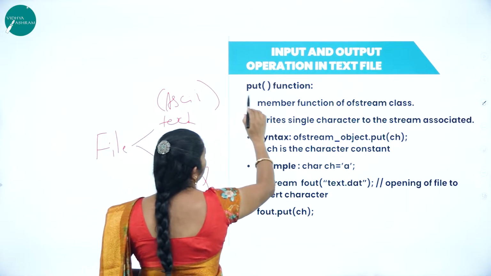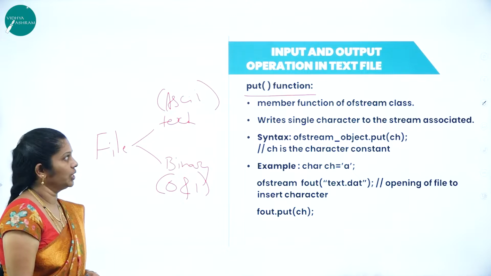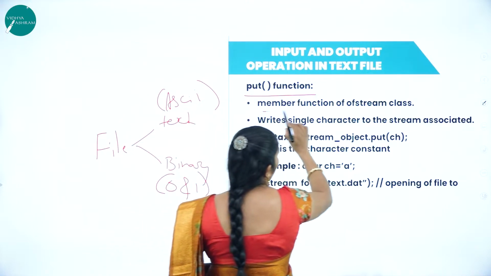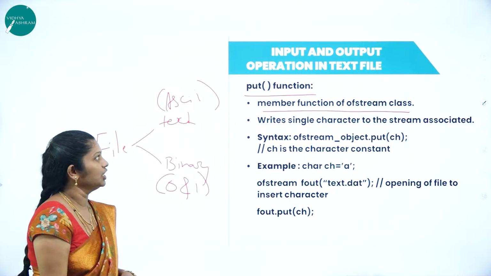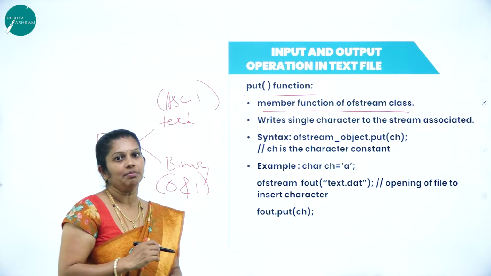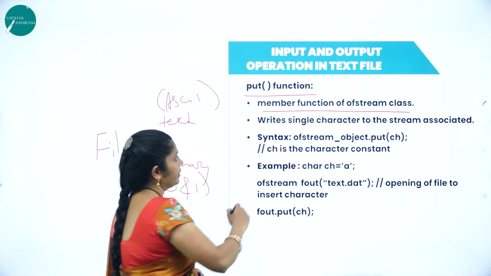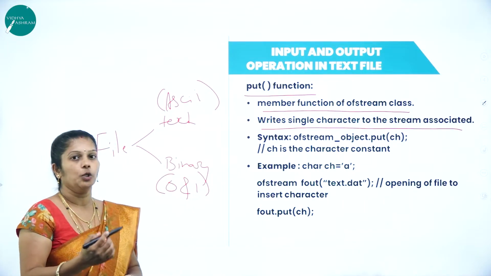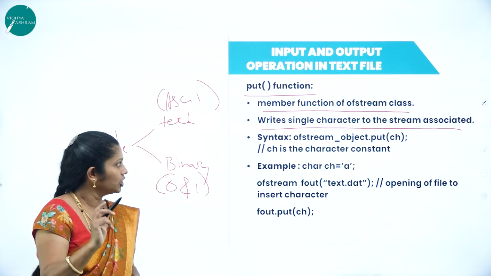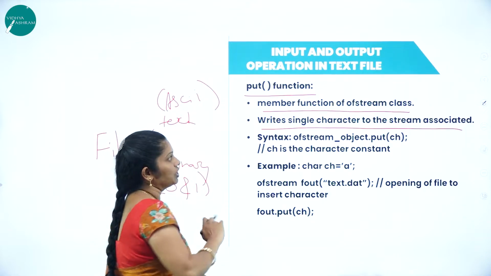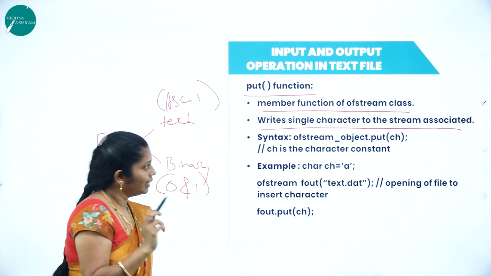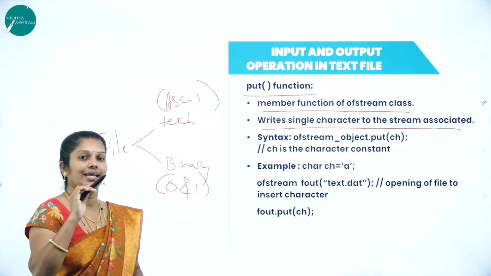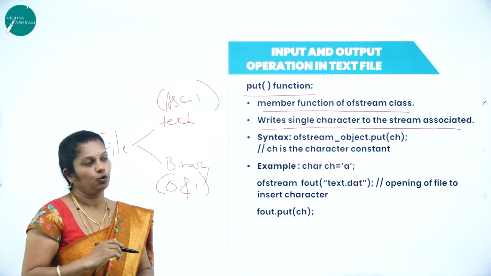Under that, we have first one, the put function. What is the use of this put function? Put is a member function of the stream class. Especially this put function belongs to the ofstream class for output purpose. It writes a single character to the associated stream. This is mainly used to print a single character. Two points to remember: first, this put function belongs to the ofstream class, and second, it helps to write, or I can say print, a single character.